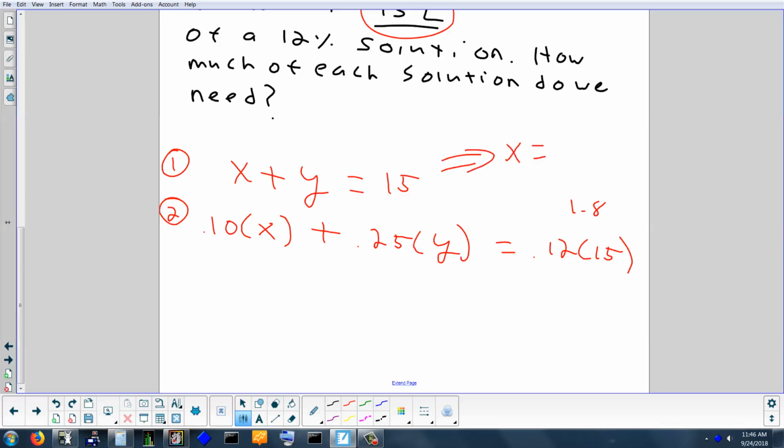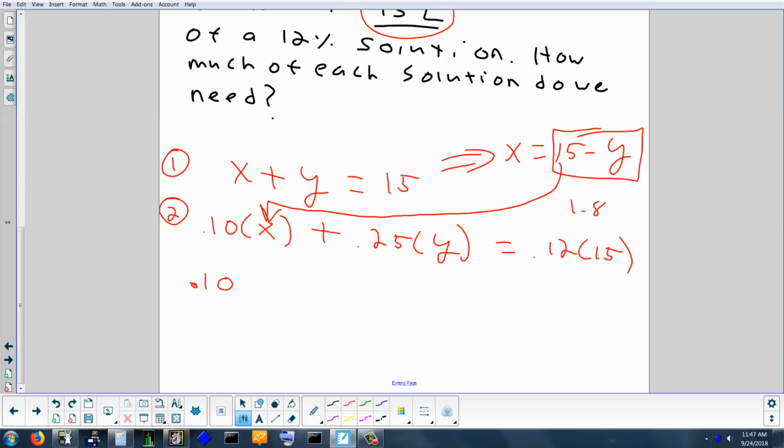So using that equation, what would x equal? Negative y plus 15, or you could also do 15 minus y. Yeah, it's the same thing. So that's your formula for x, 15 minus y. And now we're going to plug it in right there. So we're just going to do substitution.